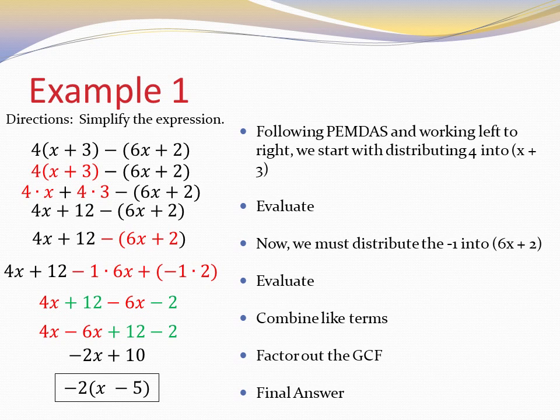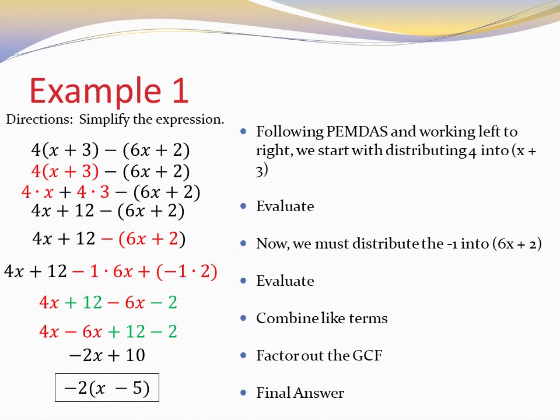Then we want to combine like terms, so we want to combine our x terms and our non-x terms, and that's why I color coded them. So we have our x terms in red, and our non-x terms in green. So I was just pointing out which two go together. If you rearrange that, make sure you keep the sign with the number. Remember, the sign to the left of the number or the expression is associated with that expression. So you get 4x minus 6x plus 12 minus 2. And then that gives us minus 2x plus 10.